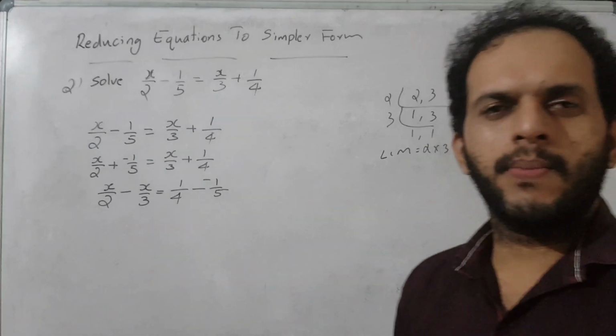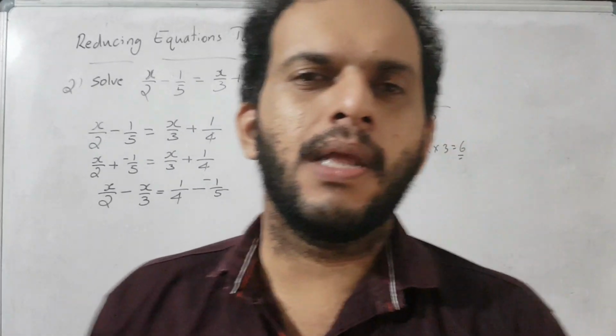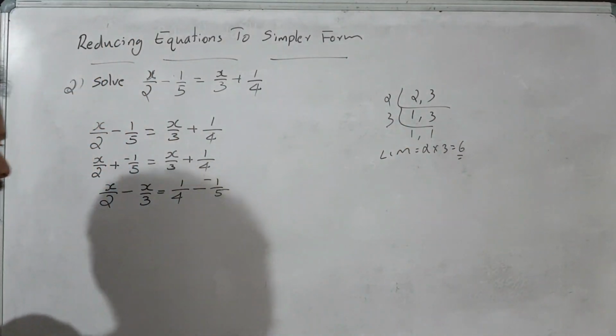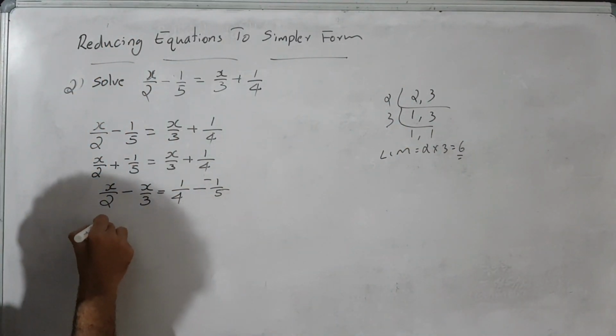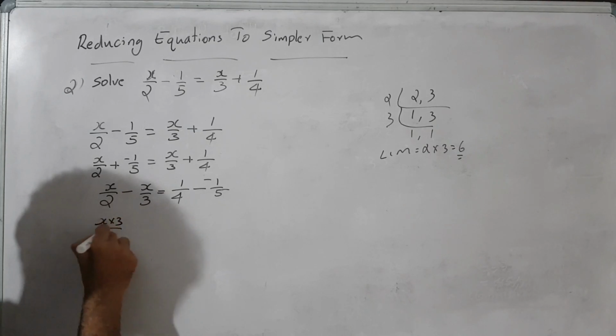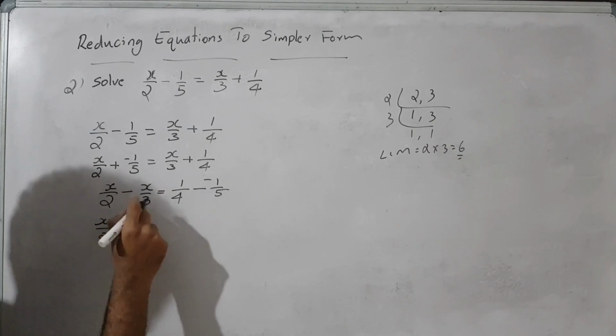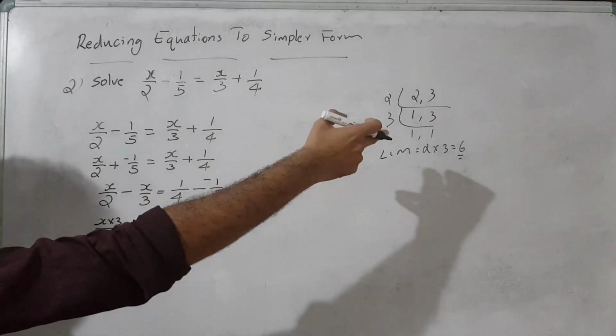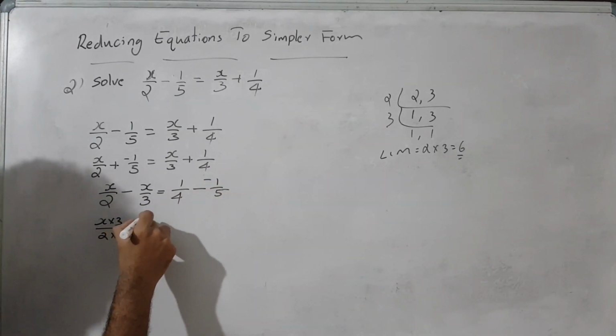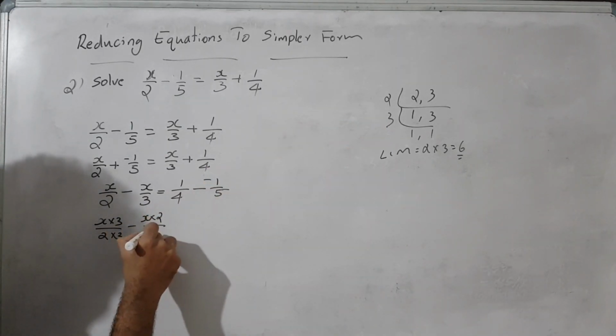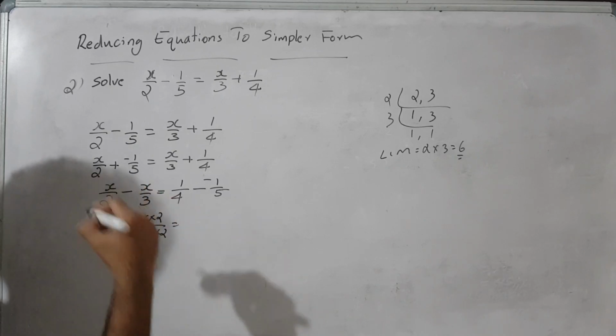This is possible to make 2 as 6 by multiplying by 3. So we multiply both the numerator and denominator by 3. X into 3 by 2 into 3. Minus, here we need to make the 3 as 6. How? It is possible if you multiply by 2. Then x into 2 by 3 into 2 is equal to.